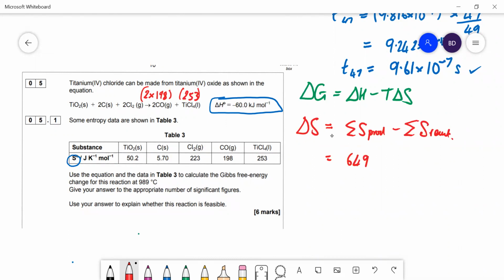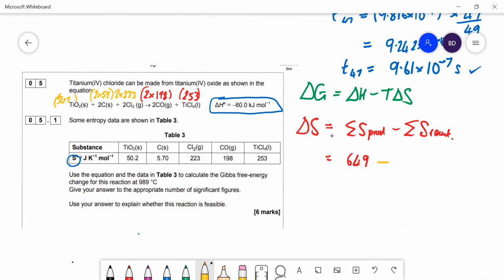And then for the reactants, do that in a different color here. We've got 2 times 223 for the chlorine. That's pretty high because it's a gas. Look at the carbon, it's really low. It's 5.7. Graphite is the standard form. Diamond is even lower than that. It's a really low entropy because it's a highly ordered structure. And then titanium oxide, that's 50.2.